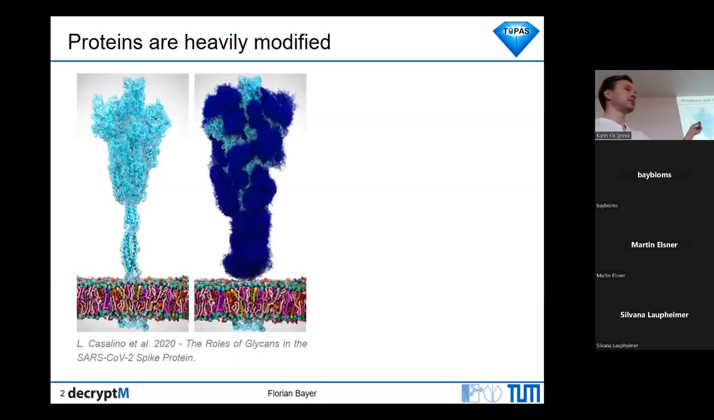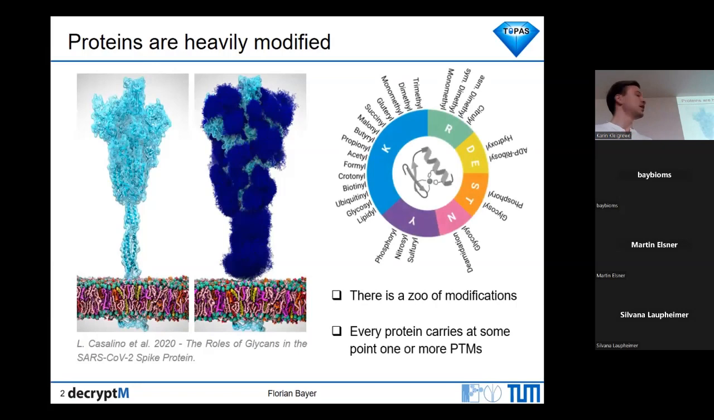This is probably how your spike protein looks in reality. What you see there in blue is that it's heavily glycosylated. In fact, most of the proteins that we have are heavily modified, and you should think about this because it is important. Glycosylation, obviously, is not the only modification that exists. This is also not a complete list, but it gives you an impression of the variety of modifications that can happen on different side chains of proteins.